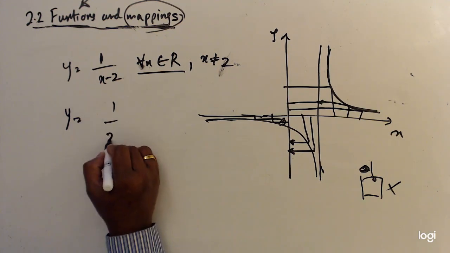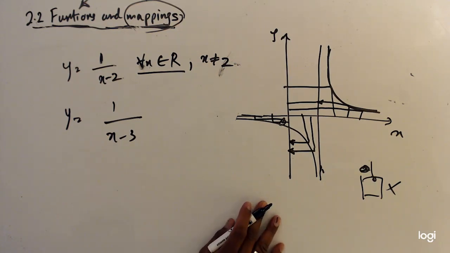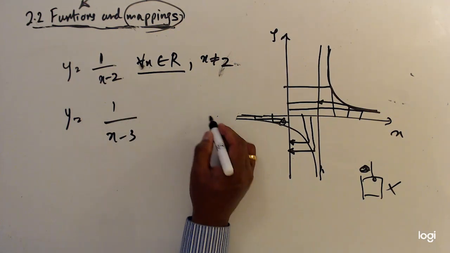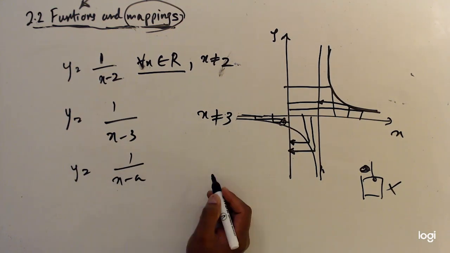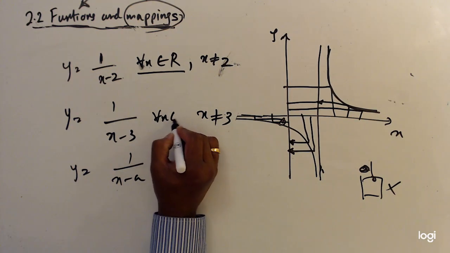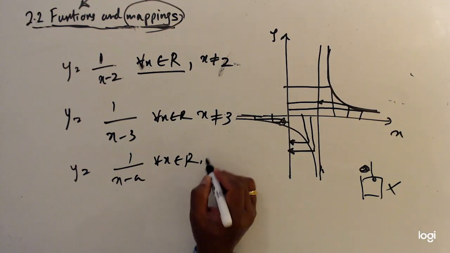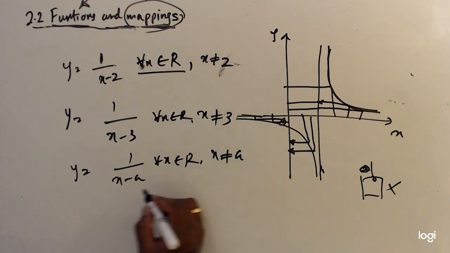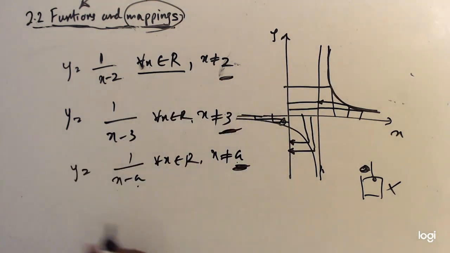If I write 1 over x minus 3, now you know this is not a function. If you want to make it a function, you need to write x not equal to 3. Y equals 1 over x minus a, then for all x belongs to real numbers, but x can't be a. So a is the asymptote, 3 is the asymptote, 2 is the asymptote. Let's discuss in part B that example 7, 8 and 9.